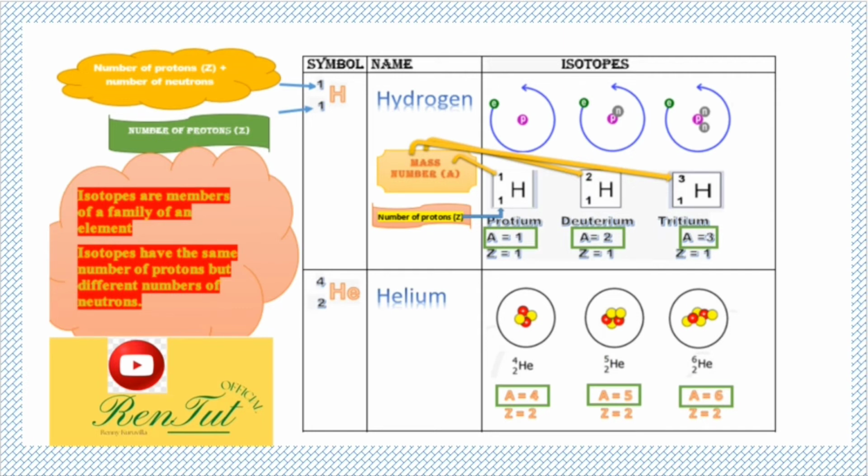Why? Because the difference is in the number of neutrons. All three isotopes have a different number of neutrons. That is the only difference they have. They belong to the same family of helium, but they have different numbers of neutrons. So these three are the examples of helium.